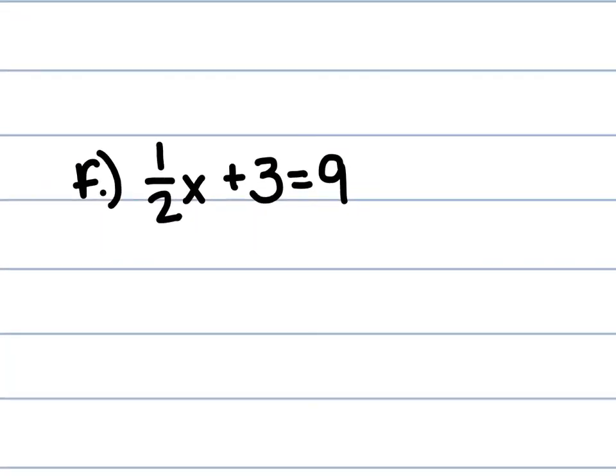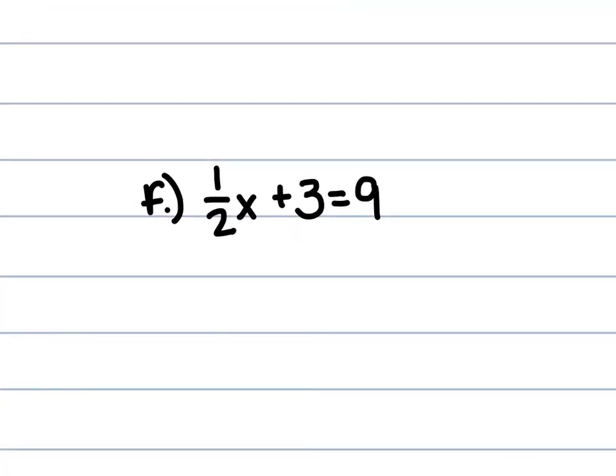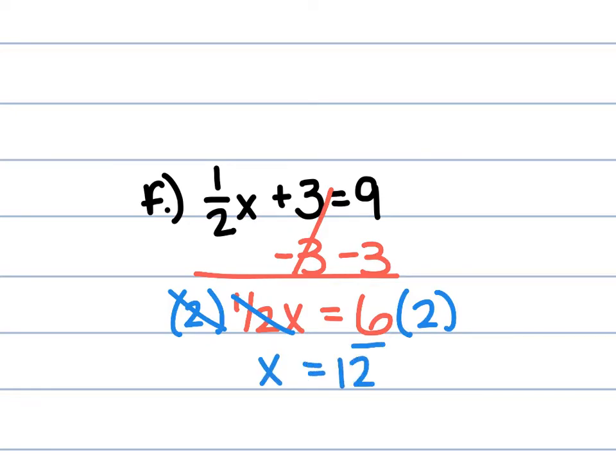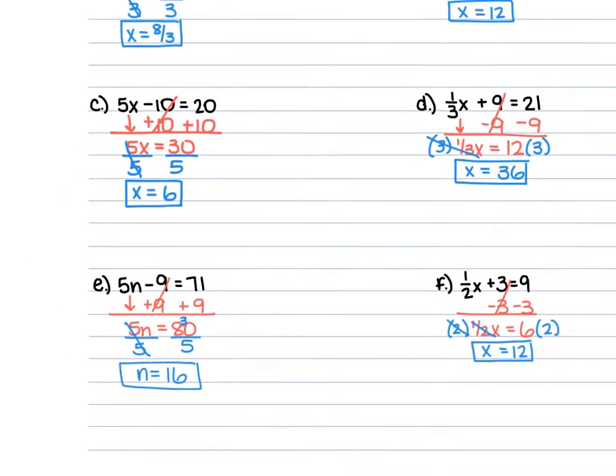For F, we have 1/2 x plus 3 is equal to 9. So we're going to first move that 3 over by subtracting it from both sides, and we get 1/2 x is equal to 6. From here, multiply each side by the reciprocal of that 1/2, which is 2. So these 2's, the 2 and the 1/2, would cancel out to leave us with x. And 6 times 2 is 12. So x is 12.